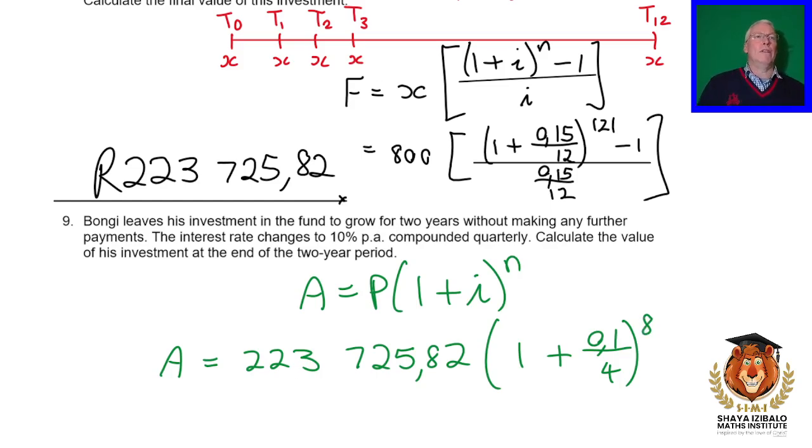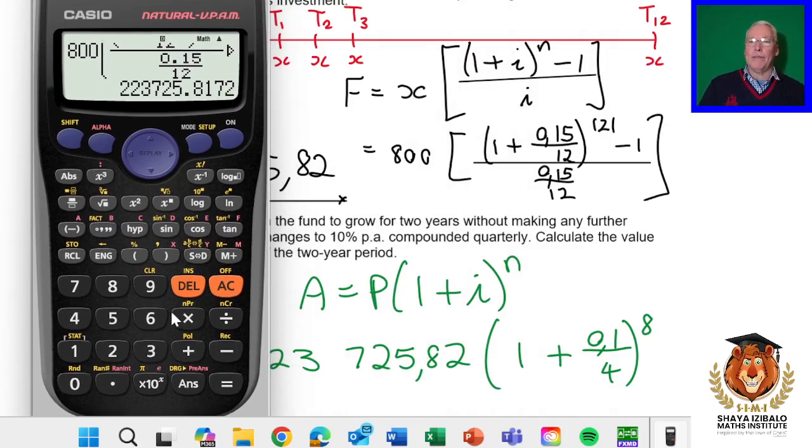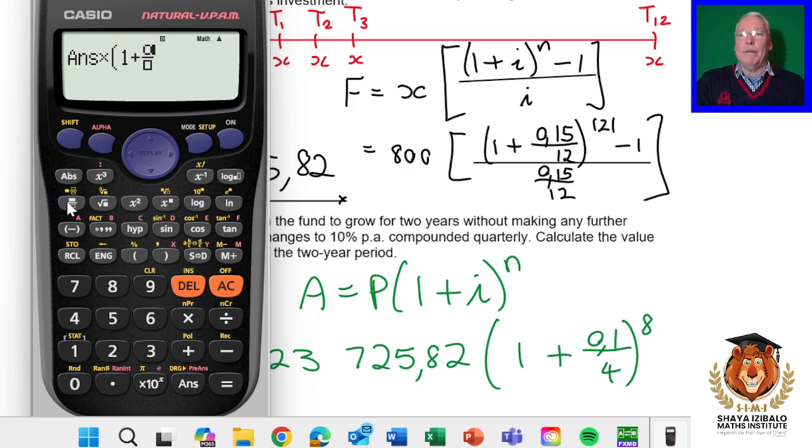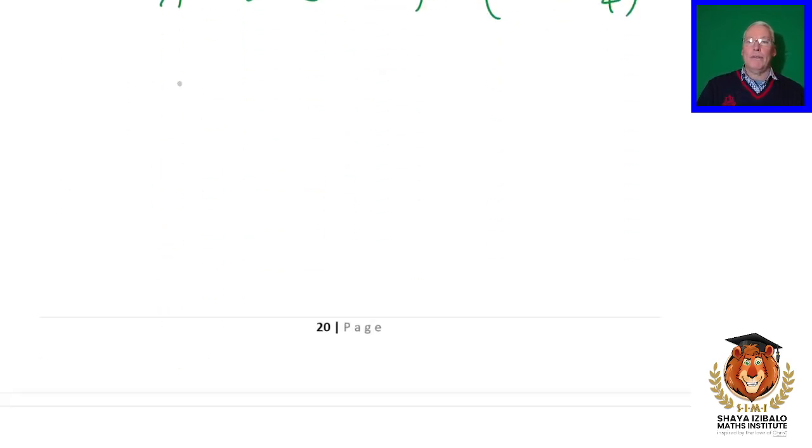So here it is. Notice I'm not using the rounded off figure. I'm actually going to use the exact figure. So I'm going to go times by bracket 1 plus 10% over 4 to the power of 8. And we get 272,588 and 18 cents.